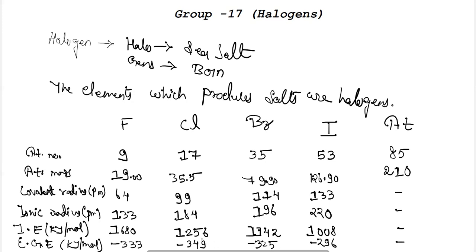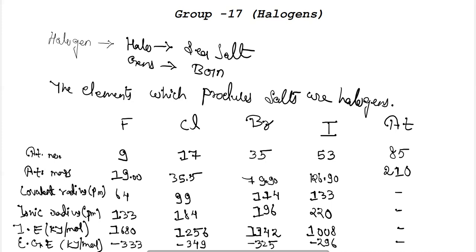But there is a small change in chlorine and bromine. There is a small anomalous behavior here, that chlorine has the highest electron gain enthalpy, more than that of fluorine. It has a larger value in comparison to bromine and fluorine.